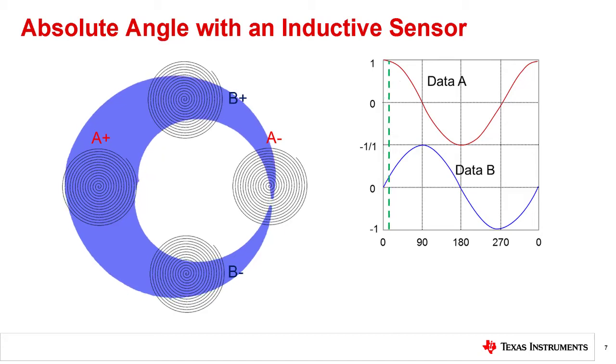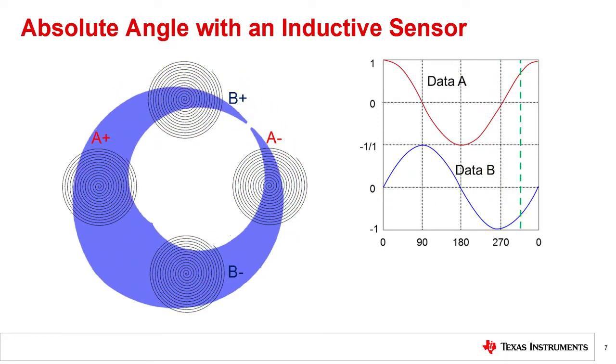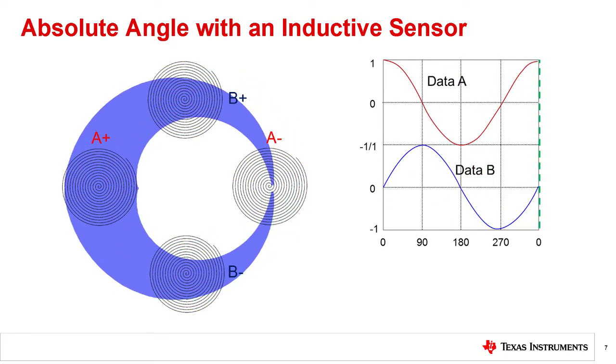As the target rotates, we can monitor the differential output for each pair. Over the course of one full rotation, we see that one output will behave as a sine wave, while the other output behaves as cosine. With the two sinusoidal outputs 90 degrees out of phase from each other, we are then able to use the outputs to perform calculations of the arctangent function to determine the absolute angle.